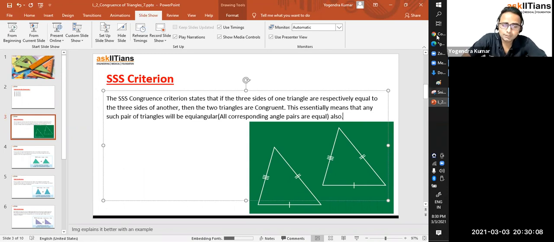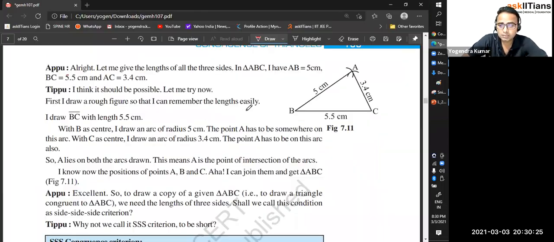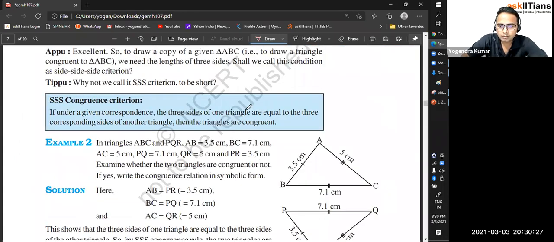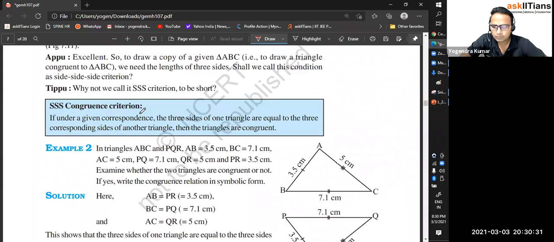Now next criteria, I think we should come to the next criteria. That is SAS criteria, right? If any two sides and the angle included between the sides are equal to the corresponding parts, then they will be congruent. Let's understand from your textbook. It will be clearly explained here also. You can see this example. This is congruency.